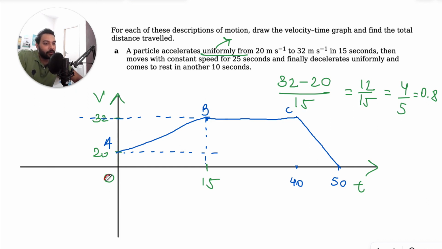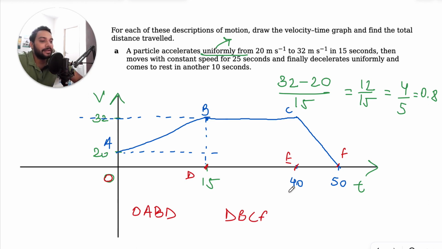So origin is O, A, B, D. Let's say D at t equal to 15. Then this at t equal to 40 is E, and at t equal to 50 is F. So we have 2 figures. The first figure is a trapezium OABD, and then the second figure is another trapezium, that is DBCF.